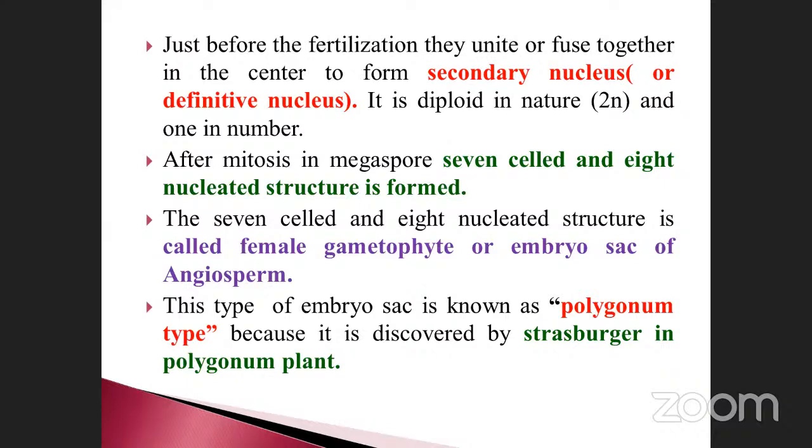It's nothing but one of the angiosperms. Okay, it contains this thing. So normally all the angiosperms have this type of female gametophyte. But it was first discovered by Strasburger in the Polygonum plant. That's why they have given it the name polygonum type. Okay, got it? Go to the next.